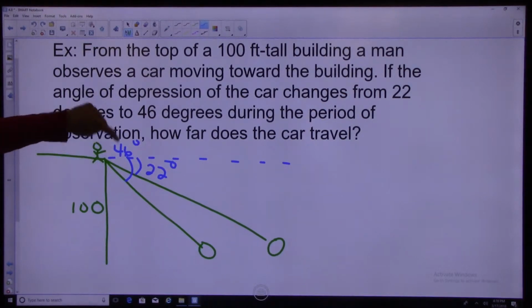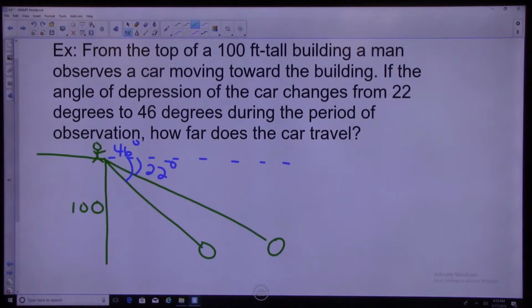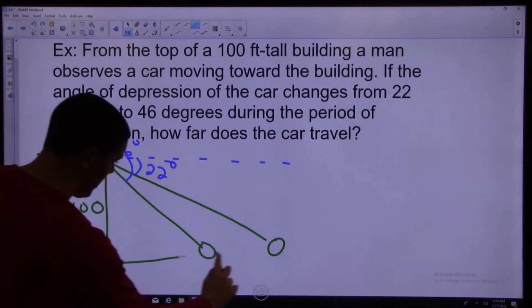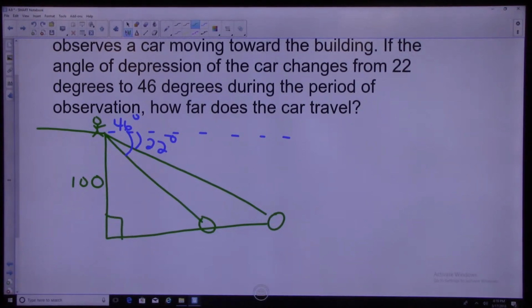That whole angle is going to be 46 degrees. So hopefully you can see what I'm going to do here, guys. Again, I'm going to form right triangles, but I'm going to have two right triangles. We're going to have a bigger one and a smaller one. And again, you're allowed to assume that the building is built properly, perpendicular to the ground.